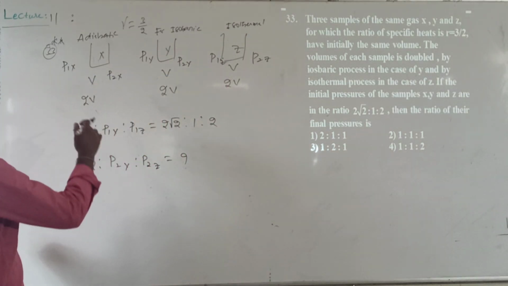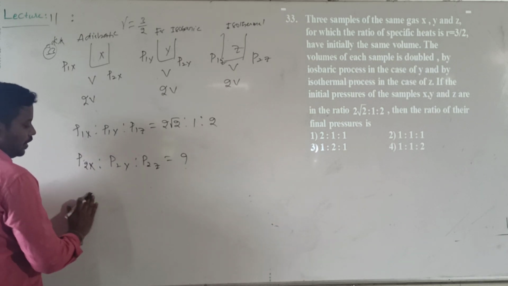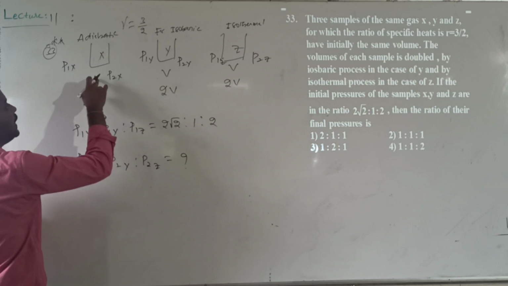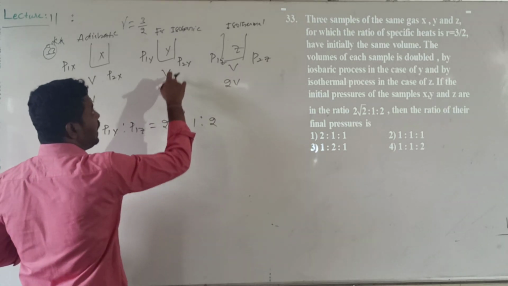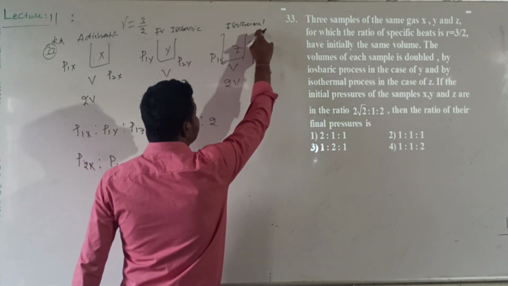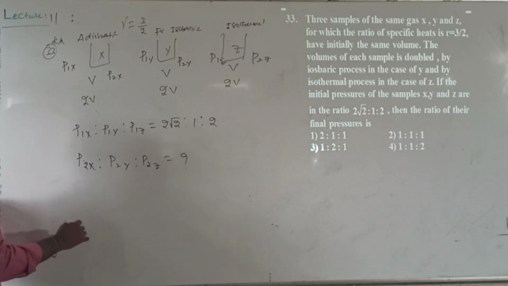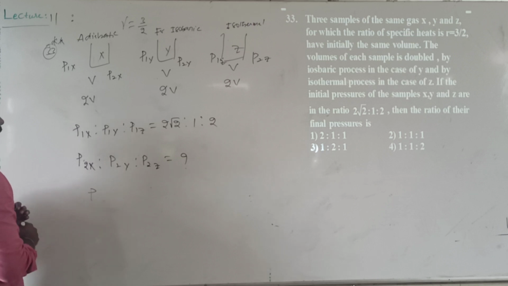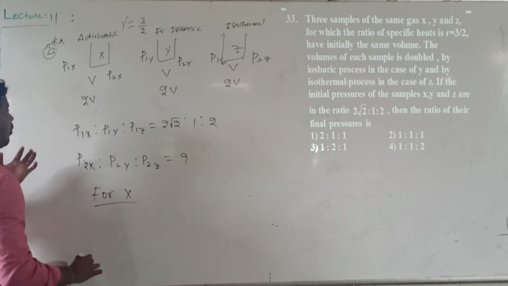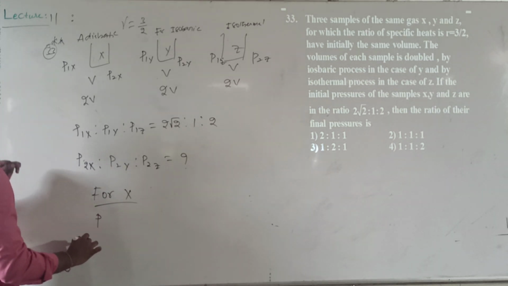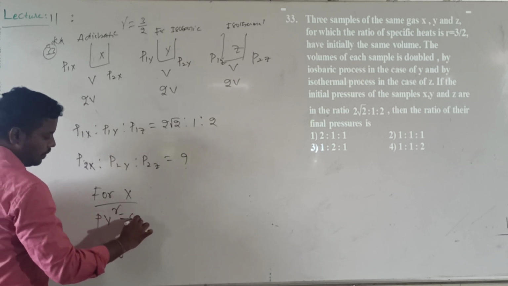Correct? Now you tell me. For X, what can I write? The volume changed from V to 2V adiabatically. Here volume changed from V to 2V isobarically. Here volume changes from V to 2V but isothermally. According to the adiabatic process for X, PV^γ is equal to constant.